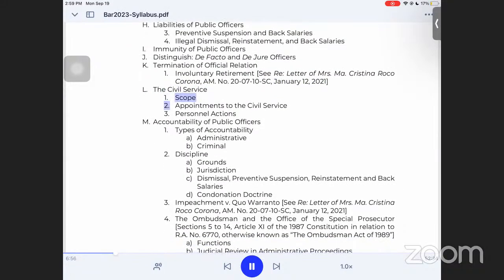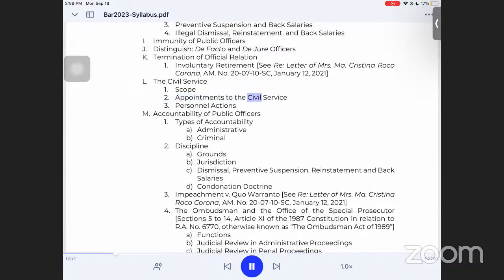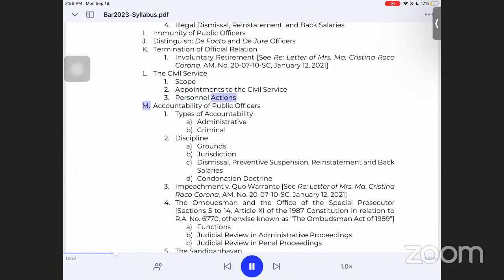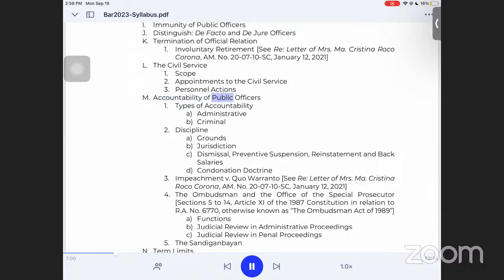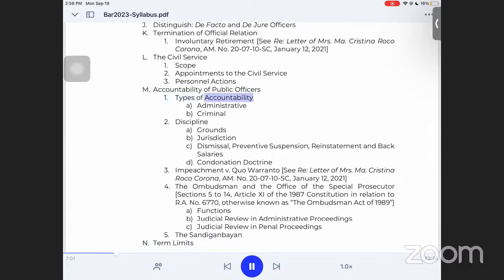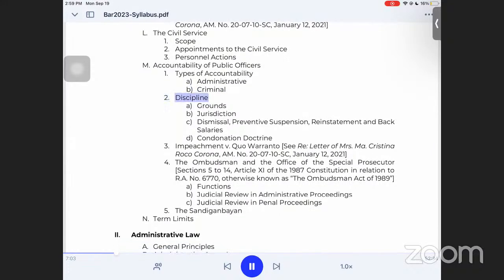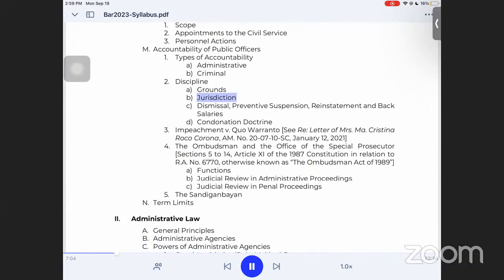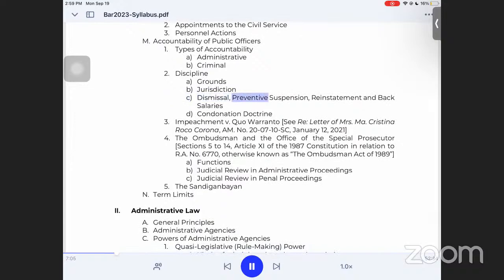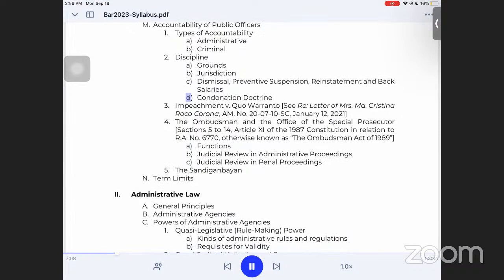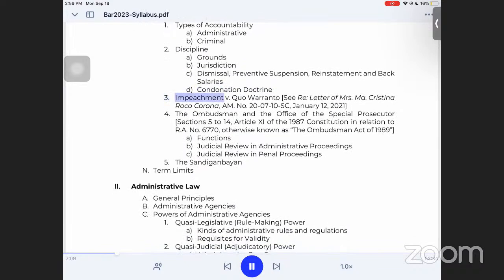L. The Civil Service. 1. Scope. 2. Appointments to the Civil Service. 3. Personnel actions. M. Accountability of public officers. 1. Types of accountability. A. Administrative. B. Criminal. 2. Discipline. A. Grounds. B. Jurisdiction. C. Dismissal, preventive suspension, reinstatement and back salaries. D. Condonation doctrine. 3. Impeachment.